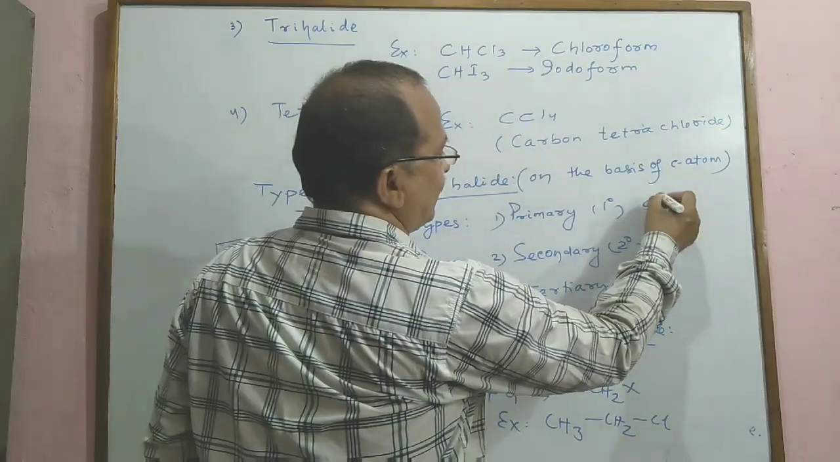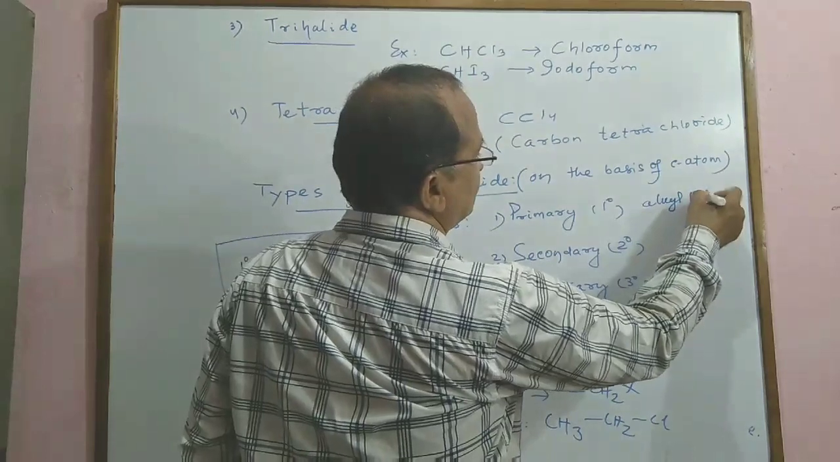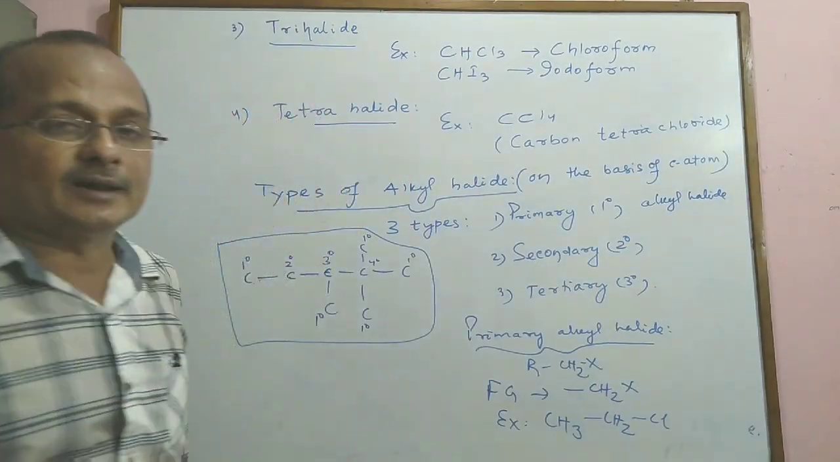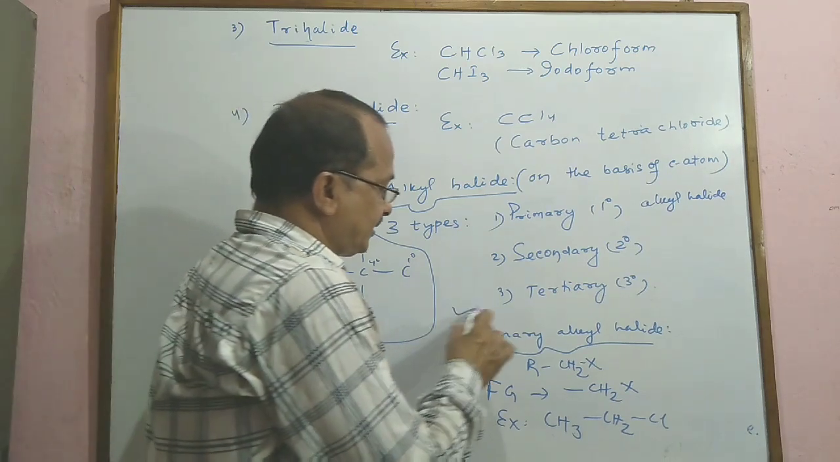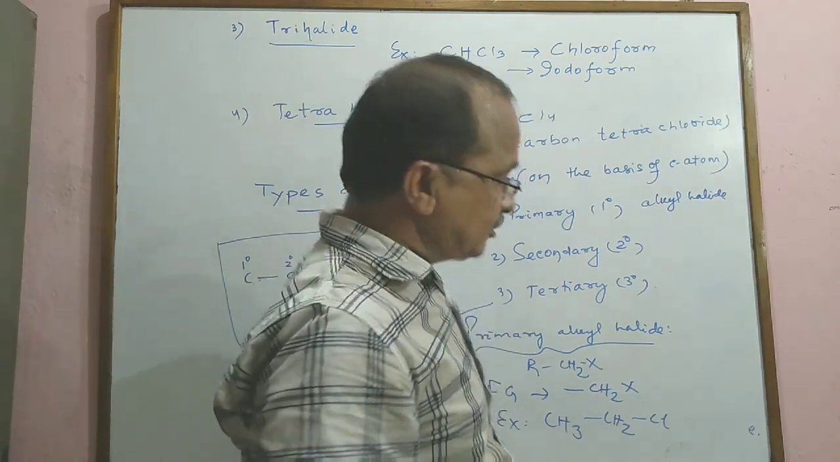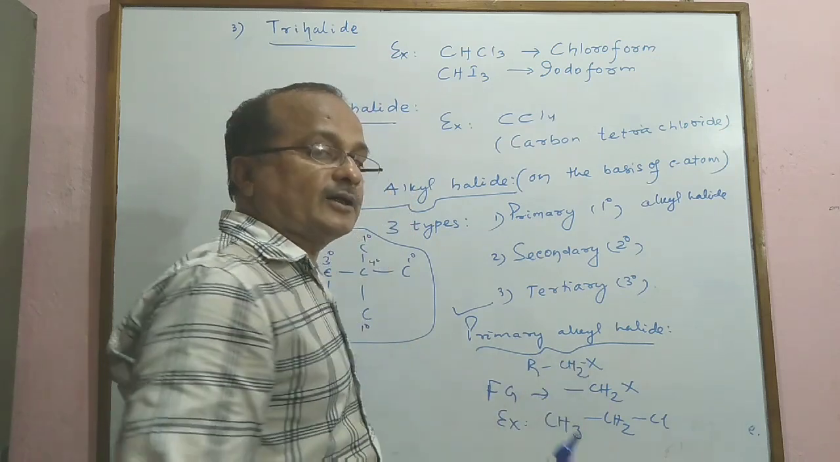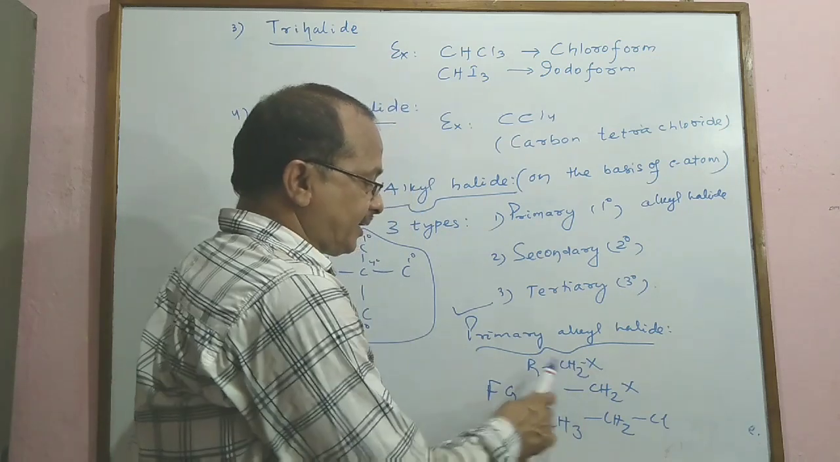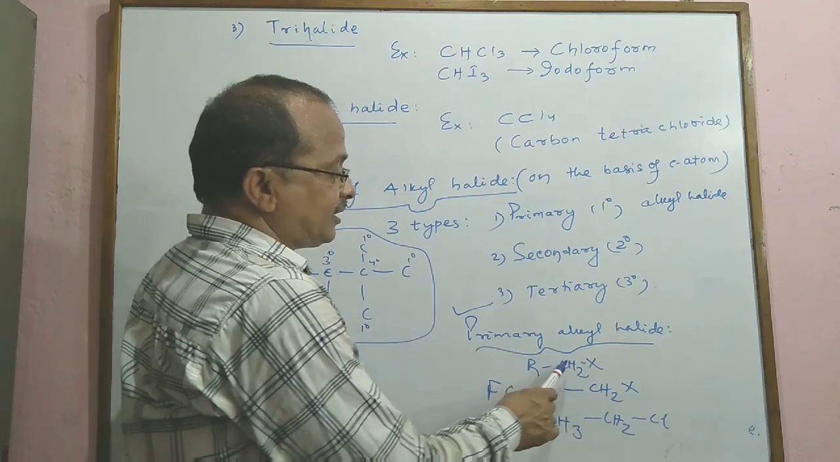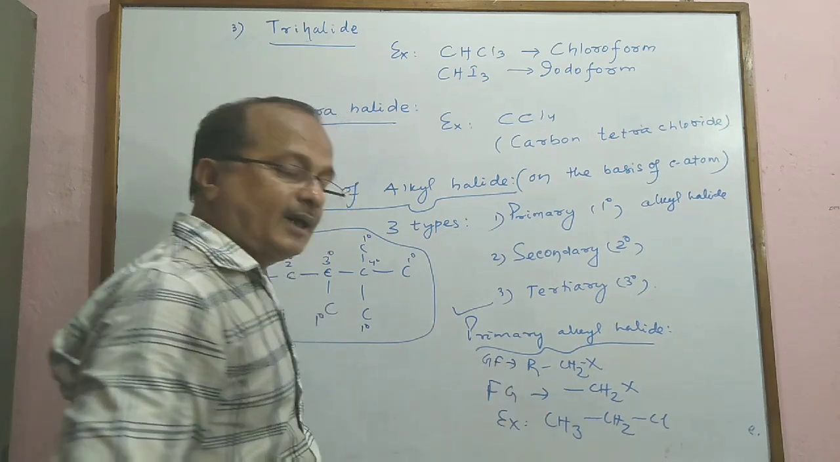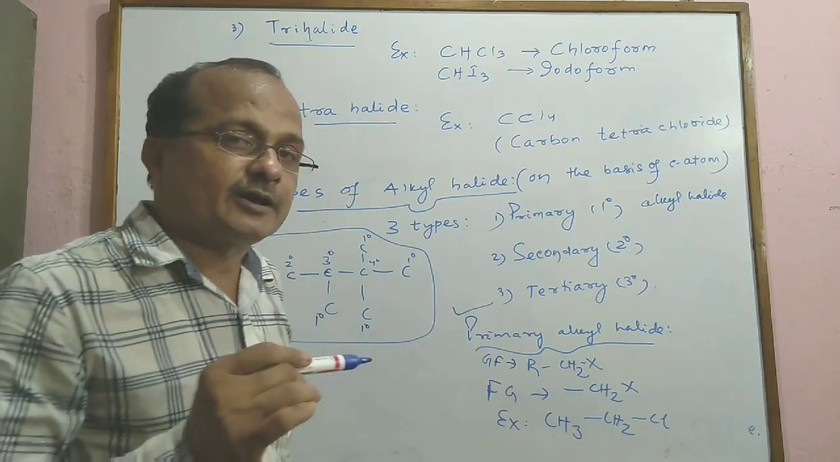primary alkyl halide or 1 degree alkyl halide, then secondary alkyl halide, then tertiary alkyl halide. First we discuss the primary alkyl halide. Primary alkyl halide means the halogen atom is attached to the primary carbon atom, 1 degree carbon atom. RCH2X is the general formula of a primary alkyl halide, and its functional group or characteristic group is CH2X.